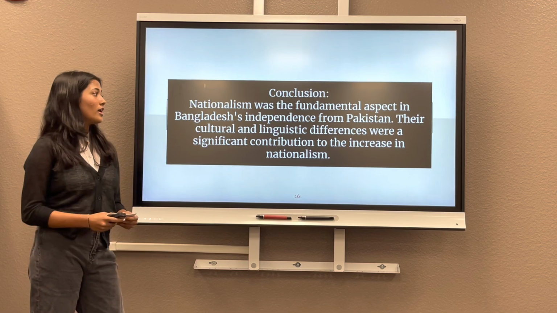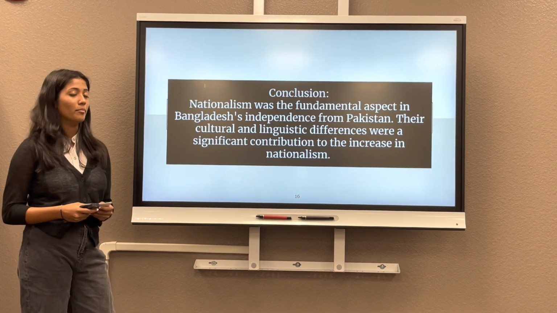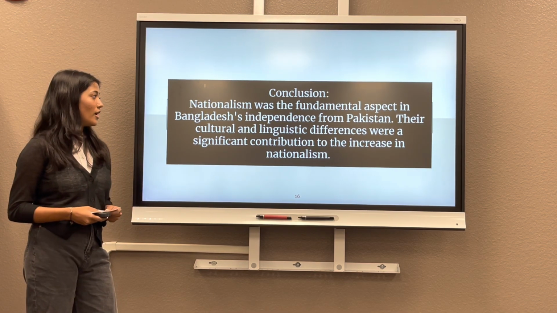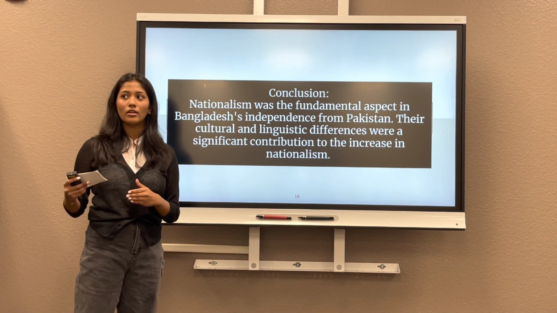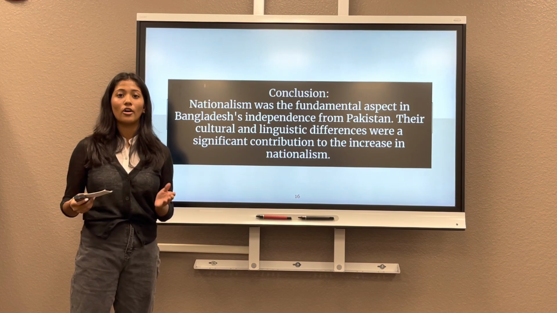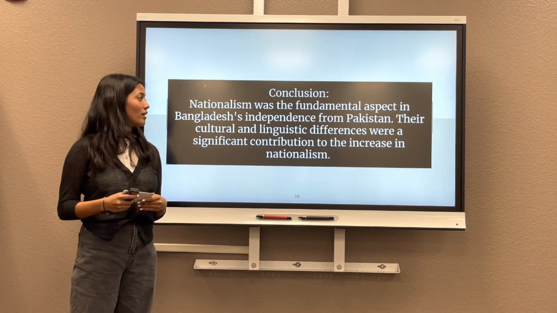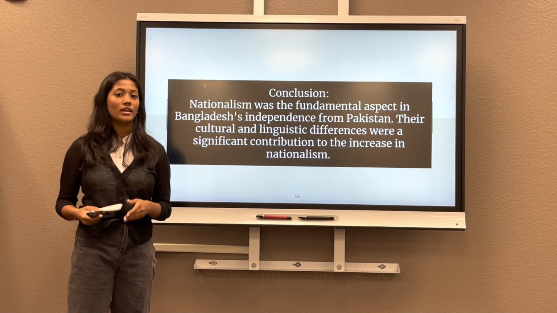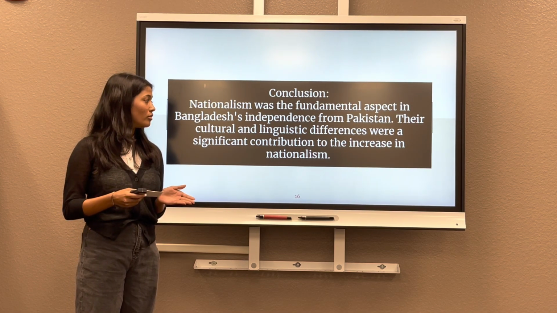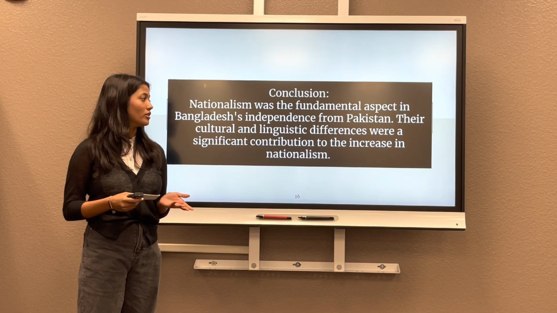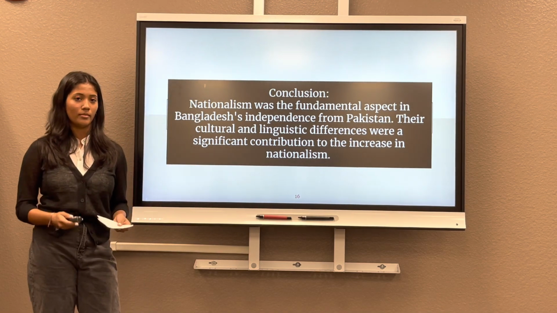In conclusion, nationalism was the fundamental aspect in Bangladesh's independence from Pakistan. Their cultural differences, such as Hinduism's impact on East Pakistan, as well as their linguistic differences, East Pakistan speaking Bangla while West Pakistan spoke Urdu, were a significant contribution to the increase in nationalism.